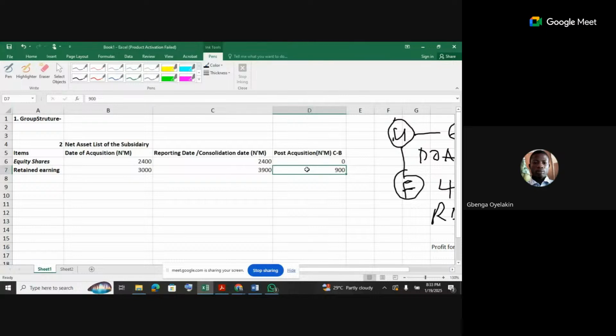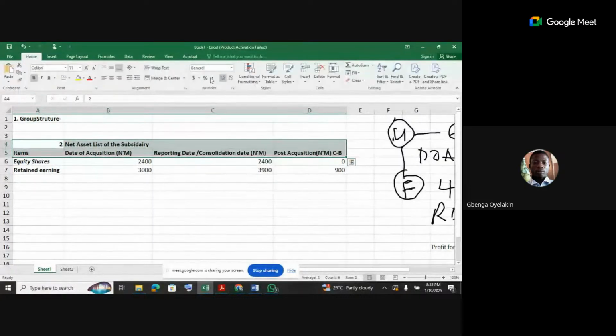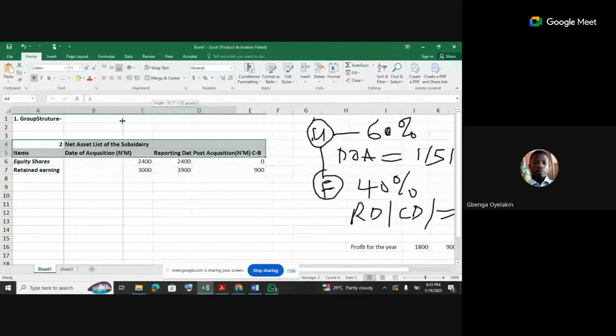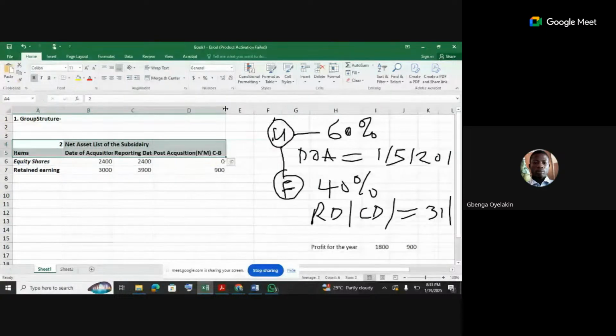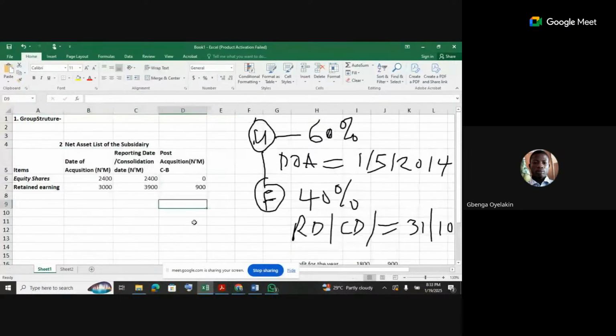So by the time we look at this post acquisition earning, if we deduct it from the amount at the reporting date in the consolidation, whatever difference we have is what we will now use as our amount at the date of acquisition. I think I am right.